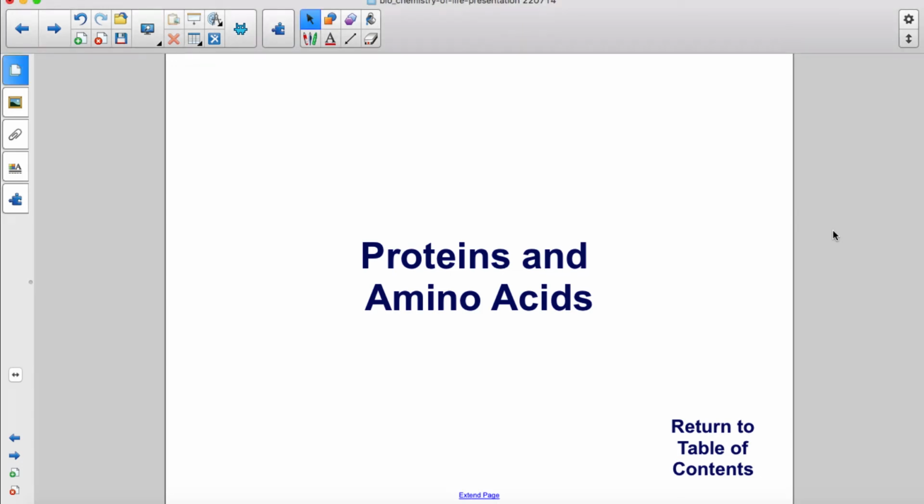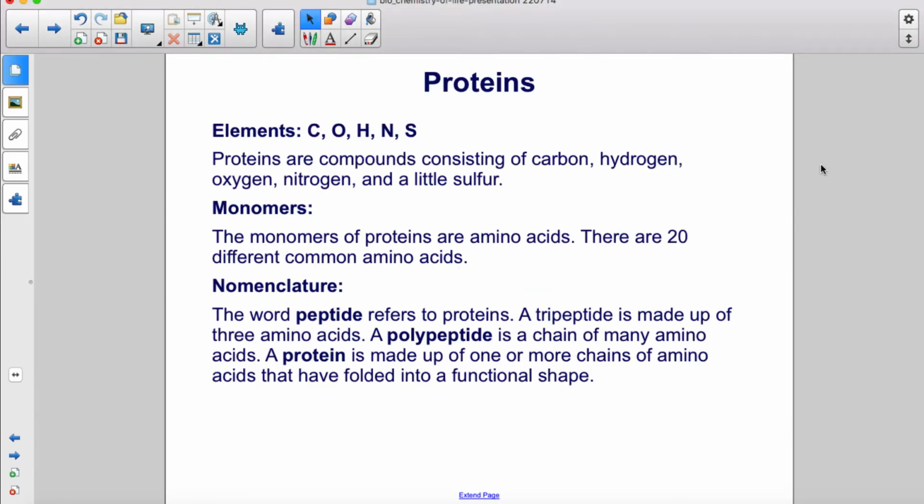Proteins and amino acids. Proteins are compounds consisting of carbon, hydrogen, oxygen, nitrogen, and a little sulfur. The monomers of proteins are amino acids. There are 20 different common amino acids. The word peptide refers to proteins. A tripeptide is made up of 3 amino acids. A polypeptide is a chain of many amino acids.